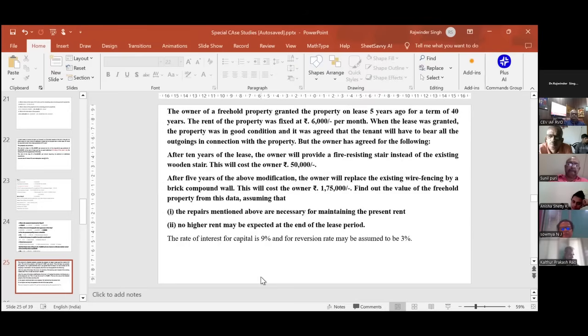So the rate of interest for the capital is 9% and the reversion rate may be assumed to be 3%.